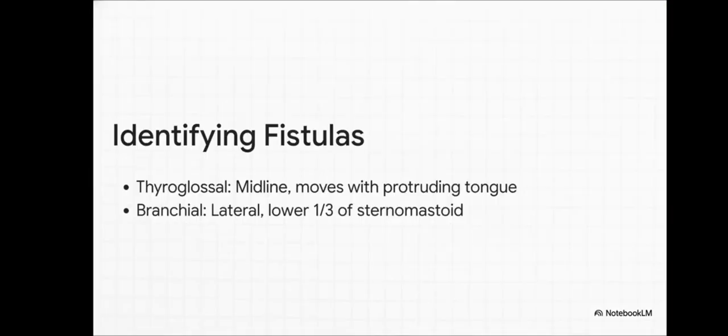And the physical exam gives us even more functional clues. For a thyroglossal fistula, which is actually tied to the developmental path of the thyroid gland, the surgeon will just ask the patient to stick their tongue out. Because the tract is literally connected to the base of the tongue, the fistulous opening will actually move upward when the tongue protrudes. It also often features a hood sign, which is just a little fold of skin over the opening. Now, a branchial fistula, on the other hand, is a remnant of embryonic gills, the second branchial cleft to be exact, and that one will always sit laterally on the lower third of the sternomastoid muscle.